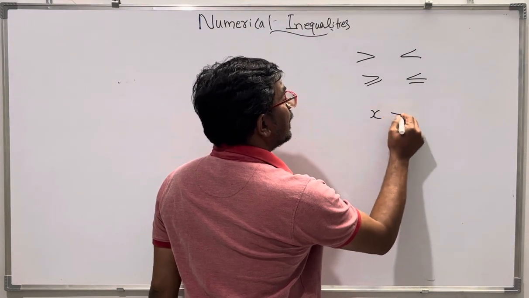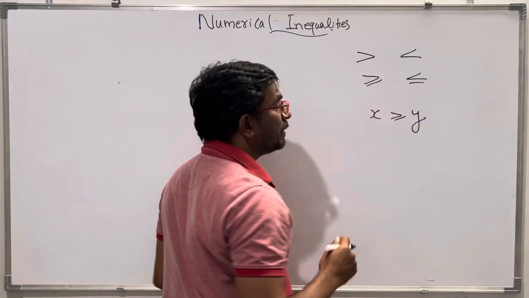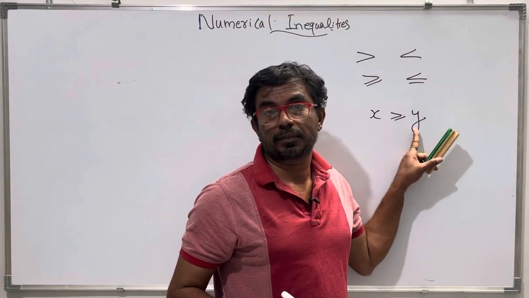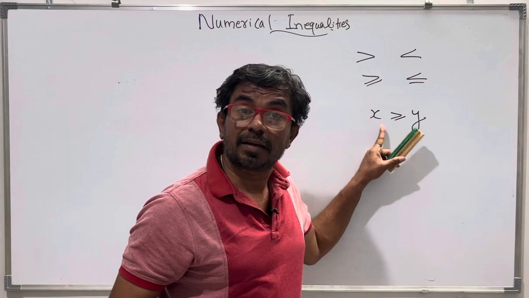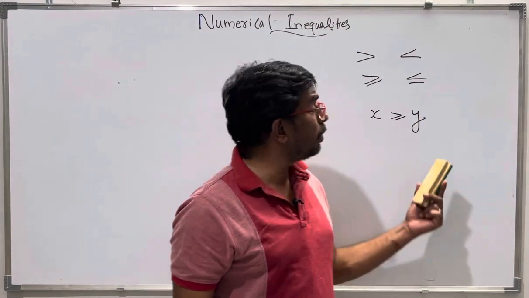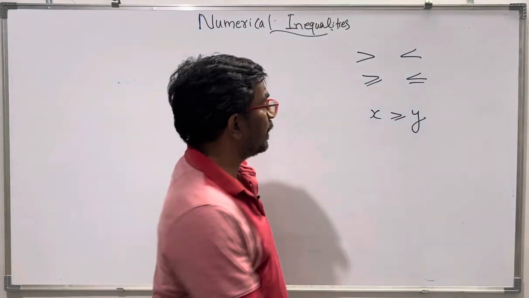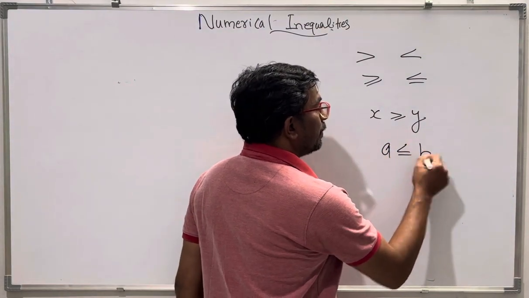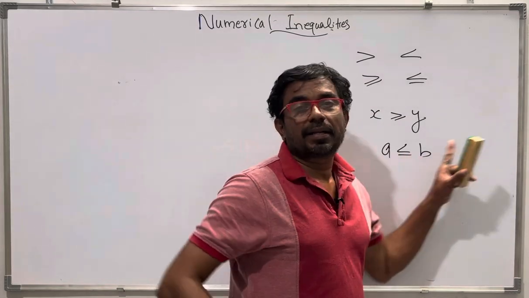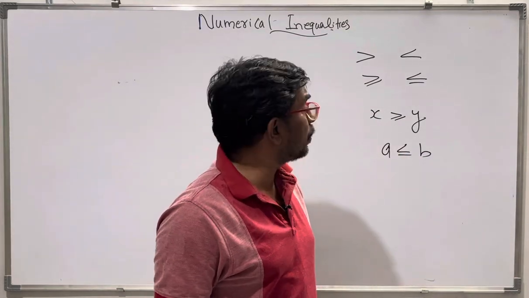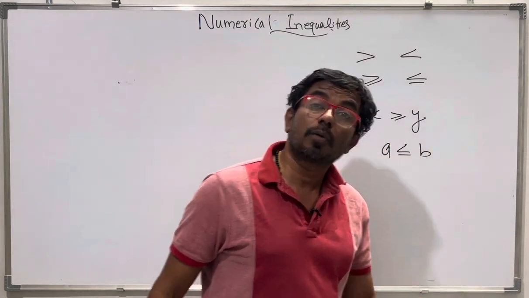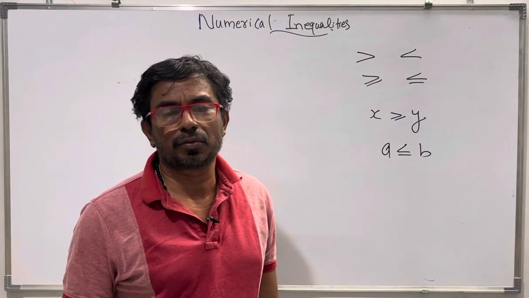X greater than or equal to y. That means there is a chance that x can be even equal to y also. X is greater than y, that is one option, or x can be equal to y. So when both options are present, or I can write a less than or equal to b, it means a can be equal to b and b will be greater than a also. This or this will say less than or equal to, greater than or equal to. Likewise, these two appearances are there.